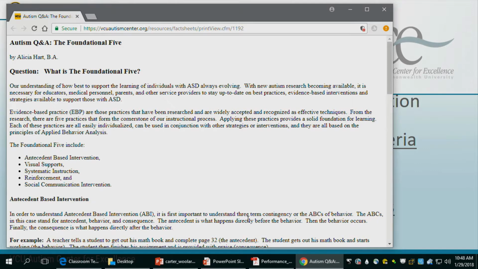And those practices are antecedent-based interventions, visual supports, systematic instruction, reinforcement, and social communication intervention. So if you're an administrator trying to figure out what types of support should be in a classroom to support all learners, not just those with autism or with any other disability, you might want to start with these first foundational 5 and see which of these practices are in place in the classroom. And if they're not, this might be an area that you want to develop some planful professional development around.